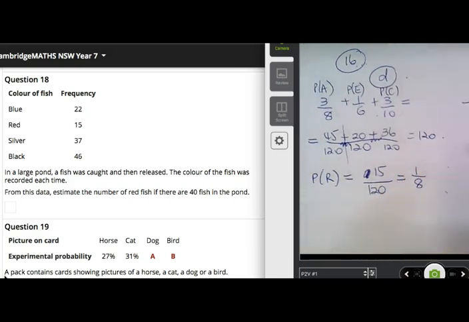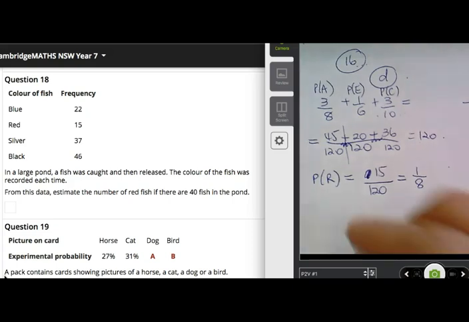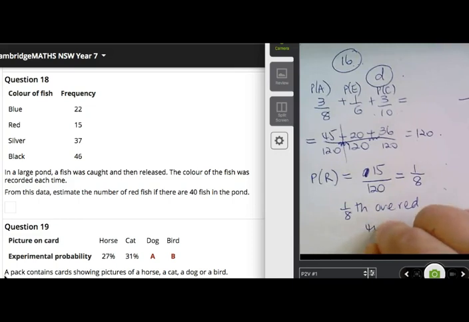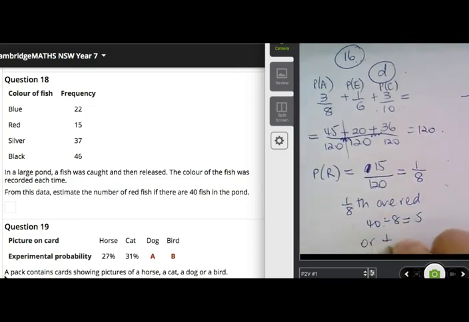So if we think that the probability of a red fish is 1 out of every 8, if you sample 40 fish, if there are 40 fish in the pond, how many are red? 5. So yeah, 1/8 are red. So therefore 40 divided by 8 is 5, or you could have gone 1/8 of 40 is 5.